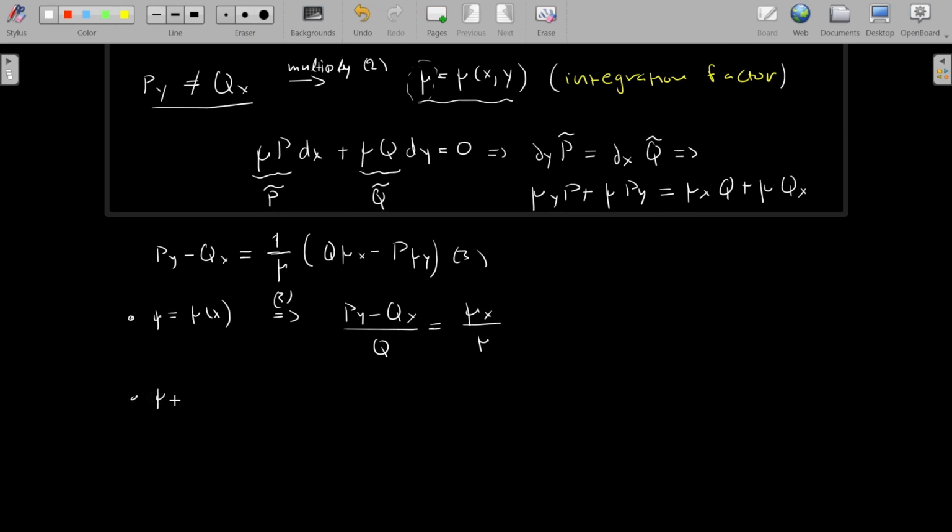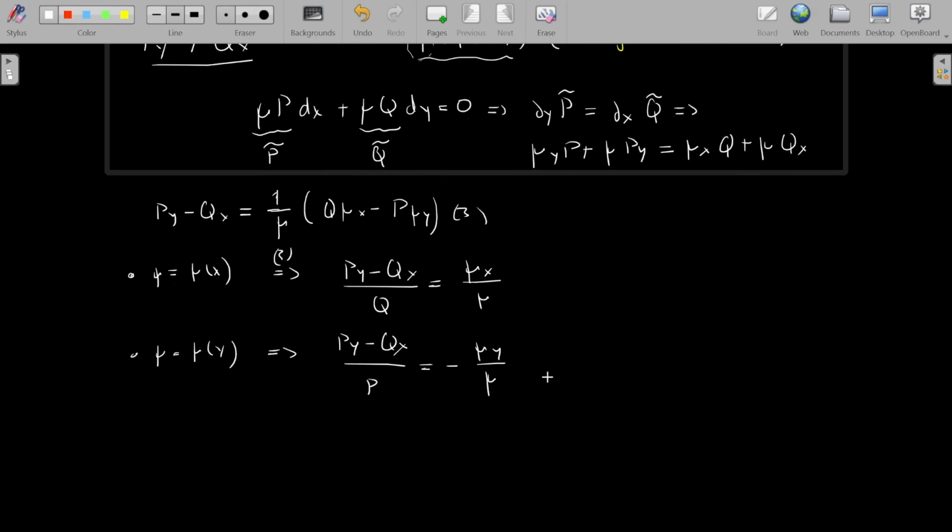Likewise, for mu only depending on y, then P_y minus Q_x. Now this is going to be 0 because there is no derivative with respect to x, over P to be minus y over mu. And if one of these doesn't work, we can try the other one.